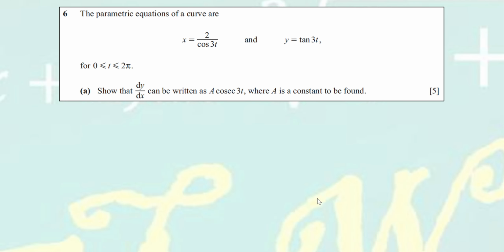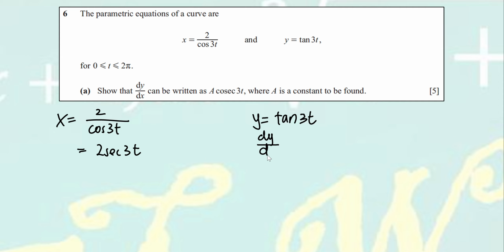Alright, next question, number 6. Given the parametric equations, show that dy/dx may be written as a cosec 3t, where a is a constant to be found. Okay, so these are parametric equations. Here I can simplify 1 over cos, which is basically secant. Then your y is tangent 3t.